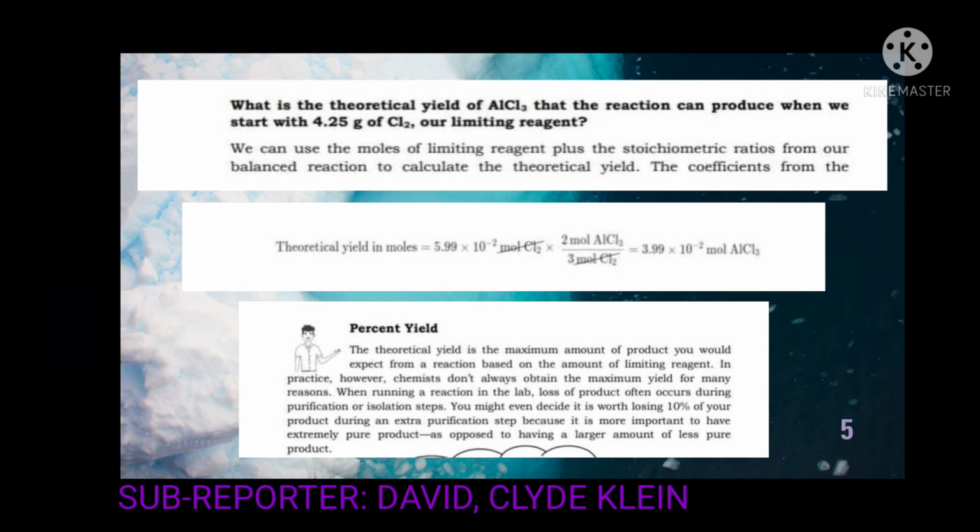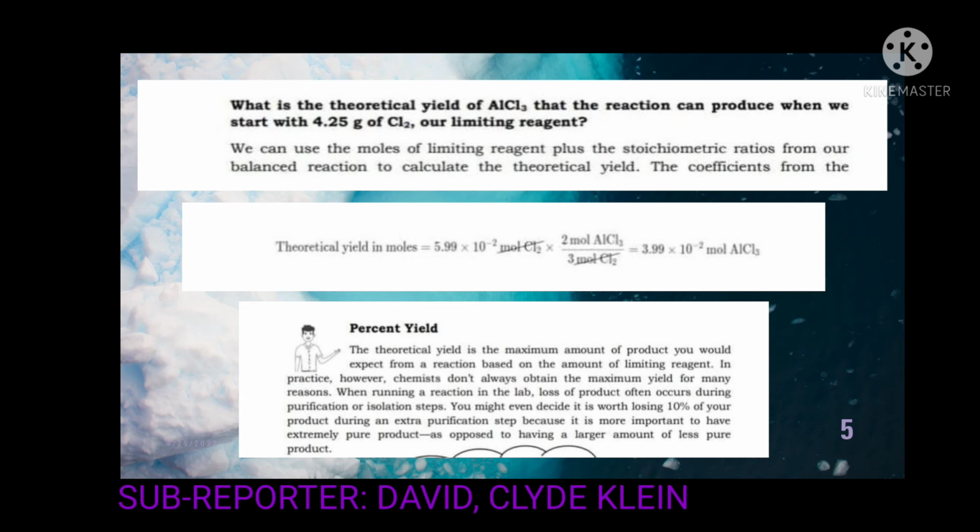mass, so we can convert moles of aluminum chloride (AlCl3) to grams using the molecular weight. Theoretical yield in grams is equal to 3.99 times 10 to the minus 2 mole aluminum chloride times 133.33 g aluminum chloride over 1 mole aluminum chloride (AlCl3), which equals 5.32 g aluminum chloride (AlCl3).